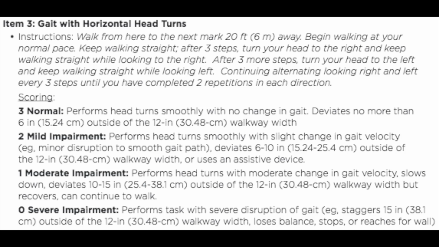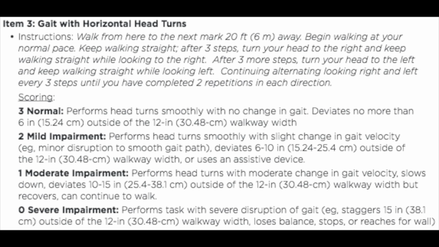A 3 is given if the patient performs head turns smoothly with no change in gait. They deviate no more than 6 inches outside the 12-inch walkway width. A 2 is given if the patient performs head turns smoothly with slight change in gait velocity or deviates 6 to 10 inches outside of the walkway width or uses an assistive device.